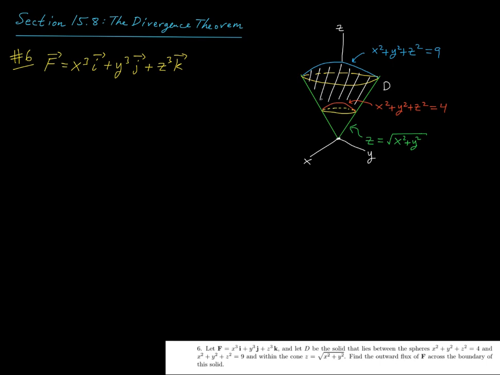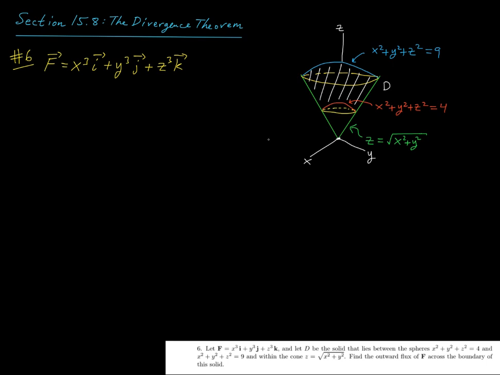Okay, so first thing I want to point out is that the surface of this solid consists of three pieces, right? There's this lateral piece along the cone, and then there's this bottom piece formed by the cone and the sphere of radius 2, and then this top piece formed by the cone and the sphere of radius 3. Okay, so to compute the flux integral directly would be pretty brutal because we'd have to compute three integrals. That'd be three different parameterizations, and while doable, certainly not a particularly pleasant thing to carry out.